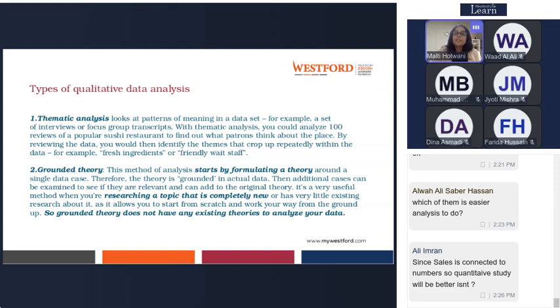Now, qualitative data analysis is of two types. One is thematic analysis, another one is grounded theory. In thematic analysis, you are asking the interview questions to a group of people, and you are analyzing and developing some themes out of it.